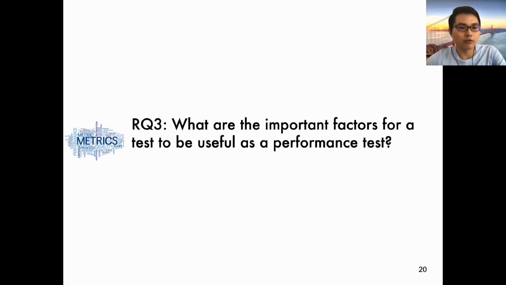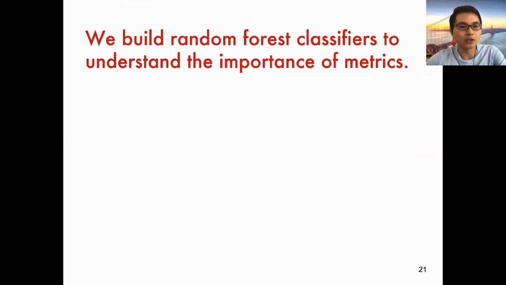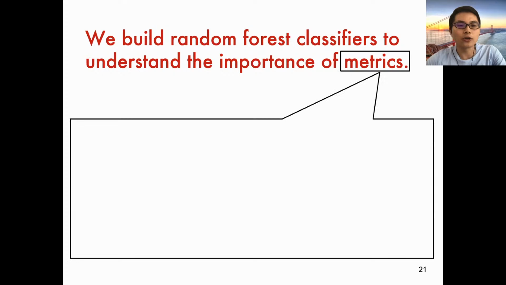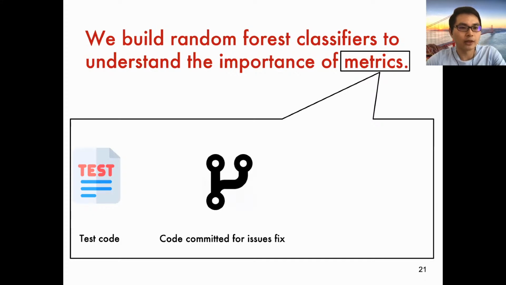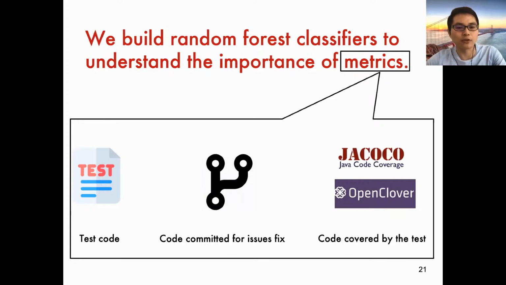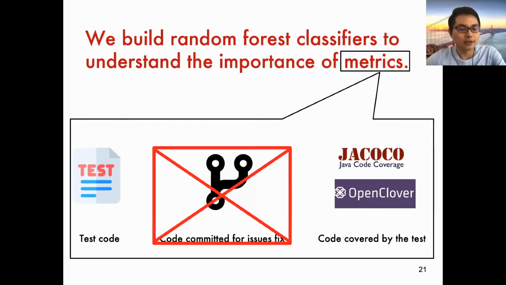The very last research question is, what are the important factors for a test to be successful as a performance test? To answer this question, we build random forest classifiers to understand the importance of metrics. All metrics come from 3 aspects. The first one is from the test code itself. The second one is from code committed for issue fixes. The third one is from the code covered by the test. Finally, we found that test code and code covered by test play an important role.